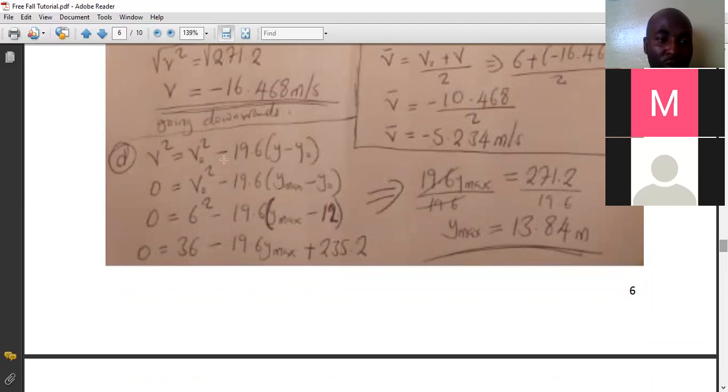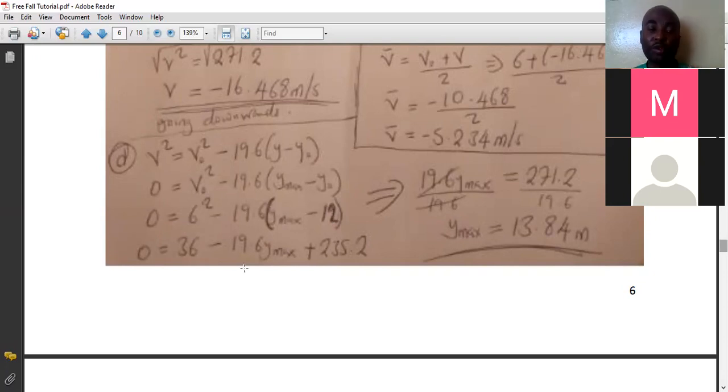brackets. At the maximum height, always the velocity is 0. So if someone asks you what is the velocity at the maximum height, your answer must always be 0. So 0 squared, when you square 0, the answer is 0. So you say 0 is equal to 6 squared minus 19.6 open brackets, the maximum height which we are looking for, minus the height of the building, which is something we'll end up adding in the end.